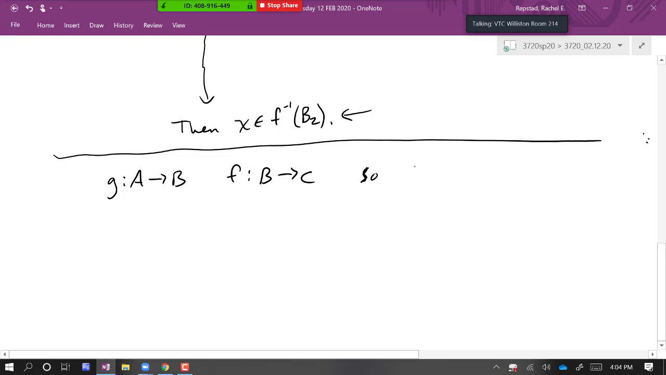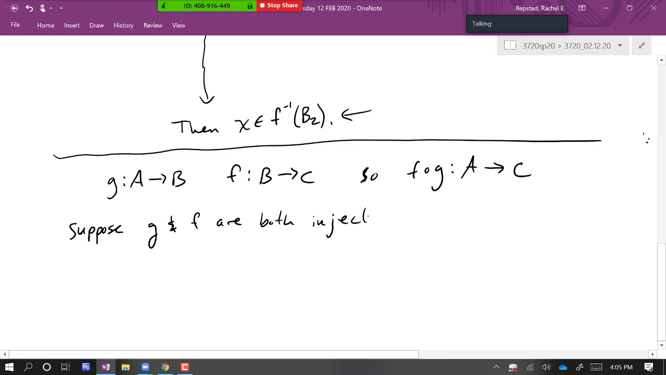So we know that their composition maps from A to C. So you're going to suppose g and f are both injective. You want to show that f of g is injective. The way I think a general approach to showing that a function is injective is that you suppose you have two inputs that map to the same output, and then you show that they must have been the same input to begin with.